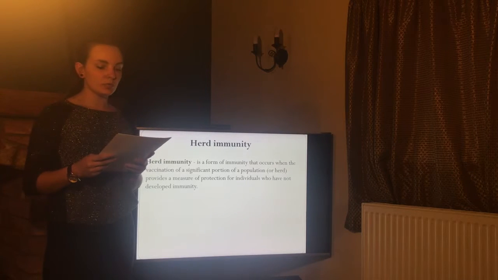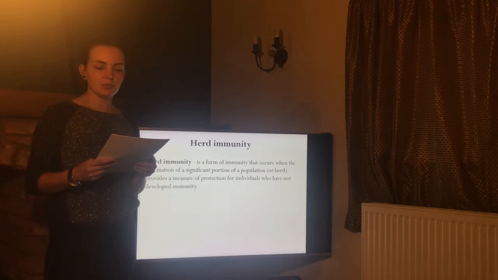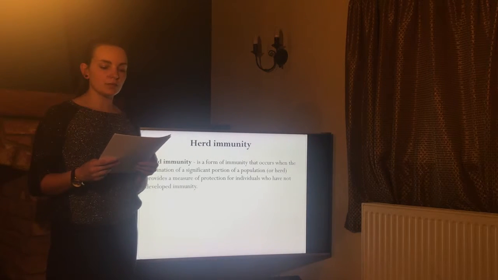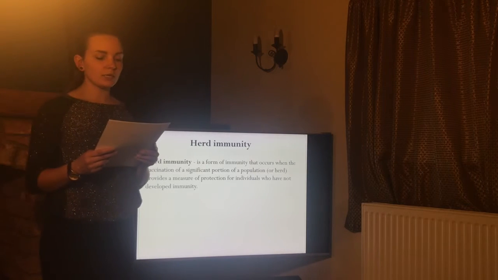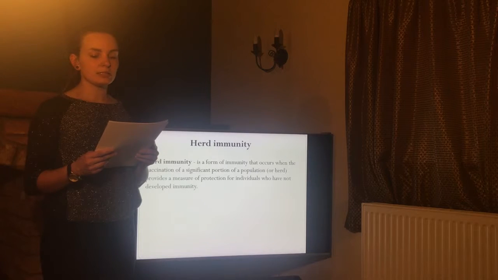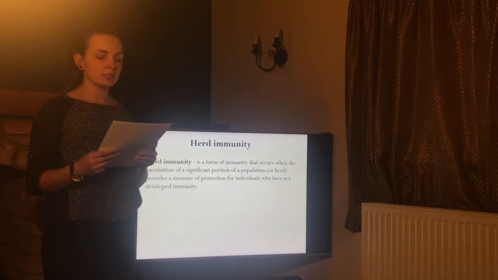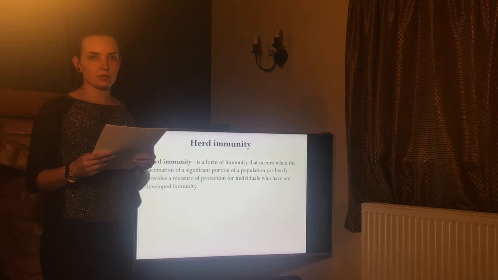It is a form of immunity that occurs when the vaccination of a significant portion of the population provides a measure of protection to vulnerable people, such as newborn babies, elderly people, and those who are too sick to be vaccinated. Herd immunity can effectively stop the spread of some contagious diseases, but does not protect against all vaccine-preventable diseases, like tetanus, which is infectious but not contagious. It is caught from bacteria in the environment, and no matter how many people around are vaccinated against it, it will not protect from developing its condition.